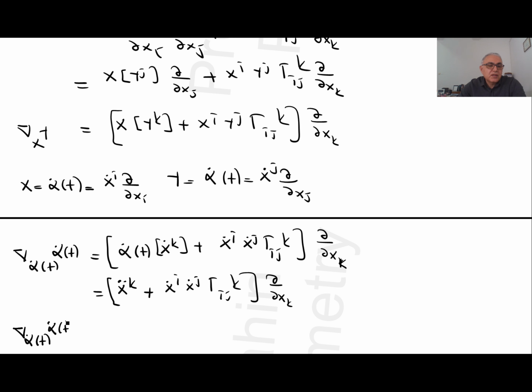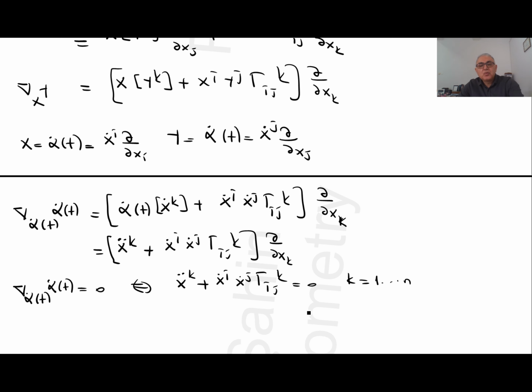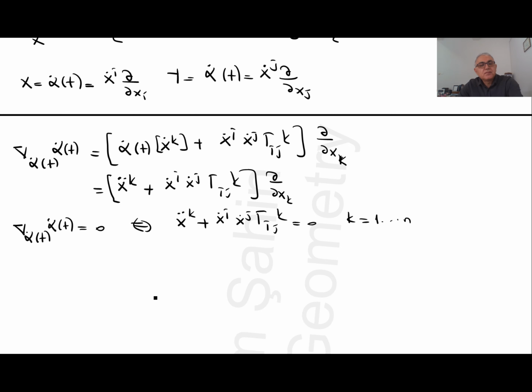It means this covariant derivative is 0 if and only if x_k double prime plus x_i prime x_j prime Gamma_ij^k equals 0, for k equals 1 to n. So here, for every k, you will find a different equation. You see these are differential equations. Of course, we have a summation on the indices i and j. So we can write this theorem.